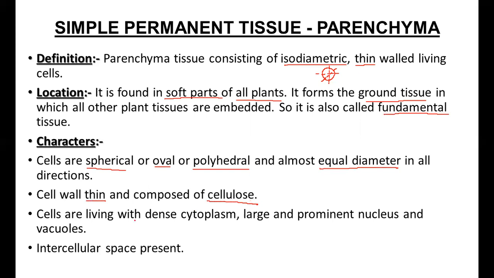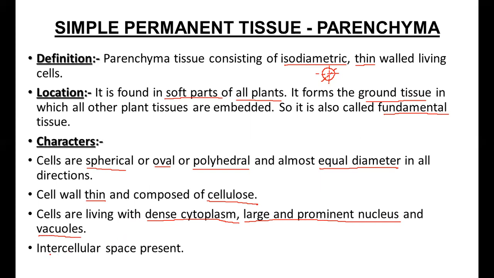The third thing is that we know it is a living cell, and a living cell has basic properties. Number one, it should have dense cytoplasm. Number two, it should have a large and prominent nucleus, and they have vacuoles. In parenchyma, a few vacuoles are present. So these are the three basic things that should be present in a living cell.